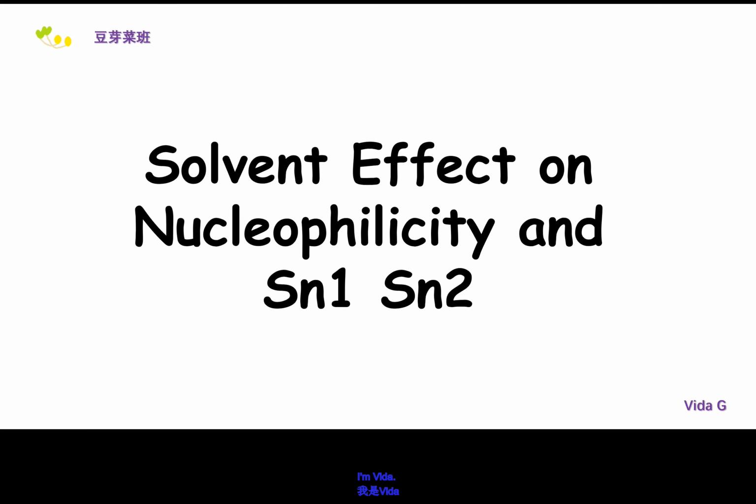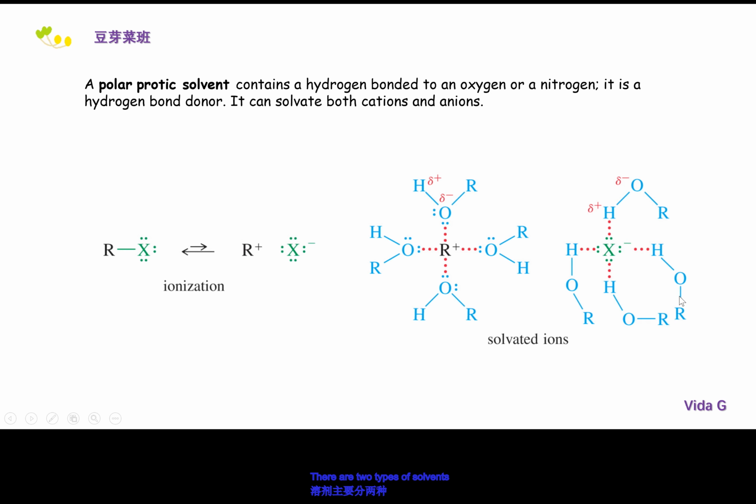I'm Veda. In this video, I'm going to discuss solvent effect on nucleophilicity and SN1 SN2 reactions. There are two types of solvent, polar protic and polar aprotic solvent. Polar protic solvent contains a hydrogen bonded to an oxygen or nitrogen. It is a hydrogen bond donor. It can solvate both cations and anions.